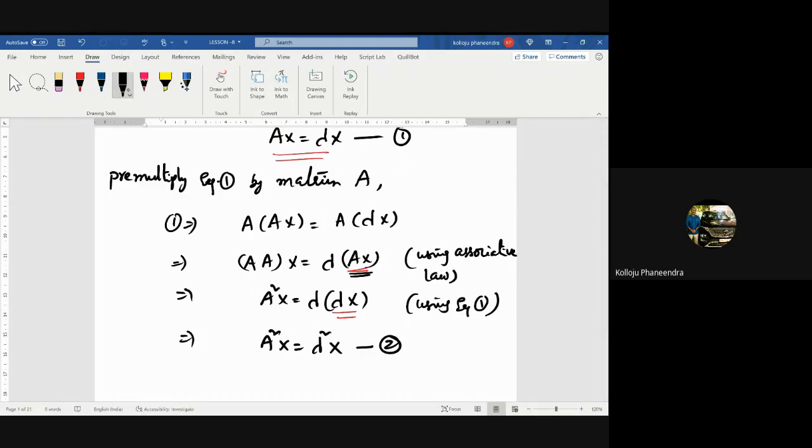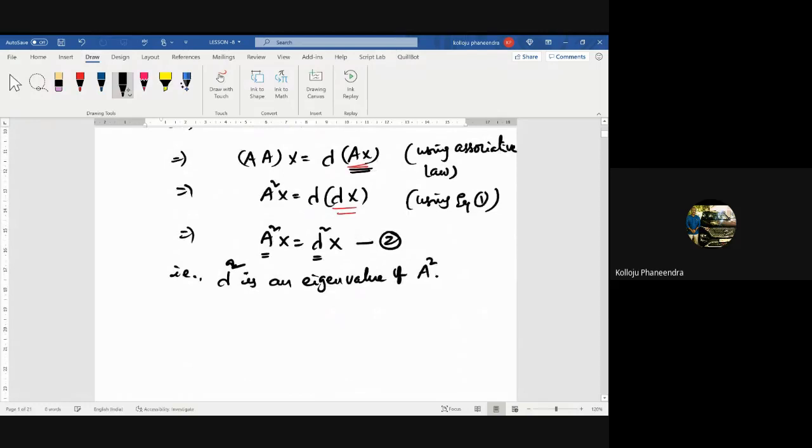So what does this indicate? Lambda square is an eigenvalue of A square. Next, pre-multiplying equation 2 by A.